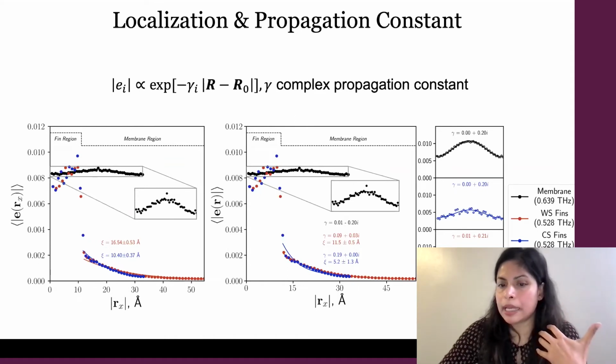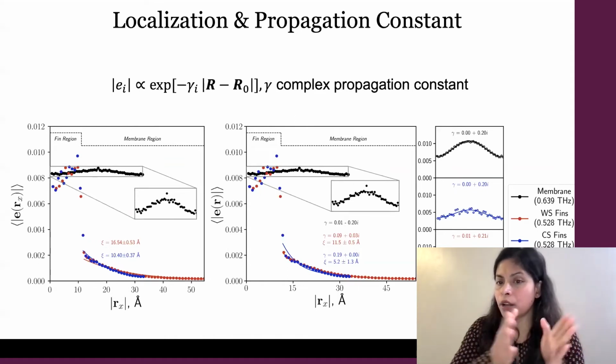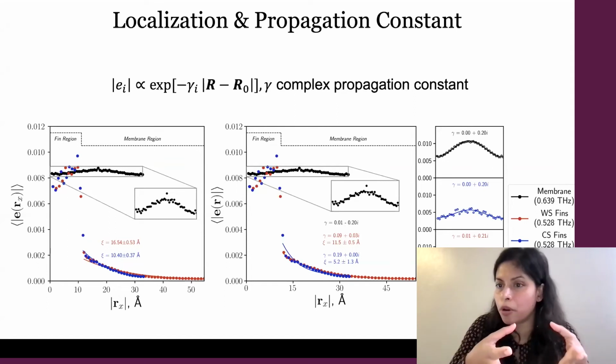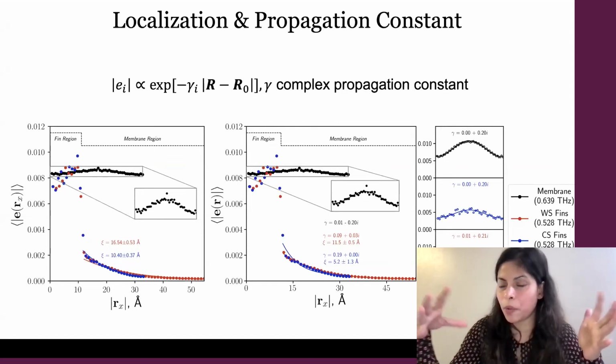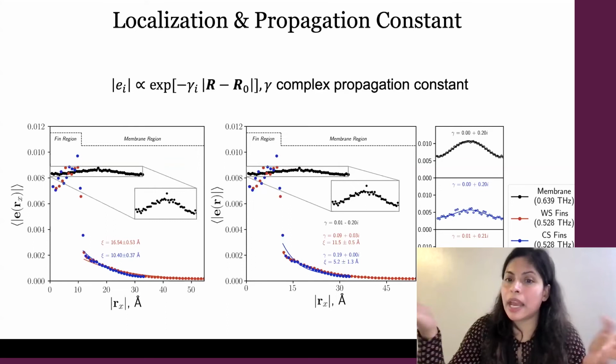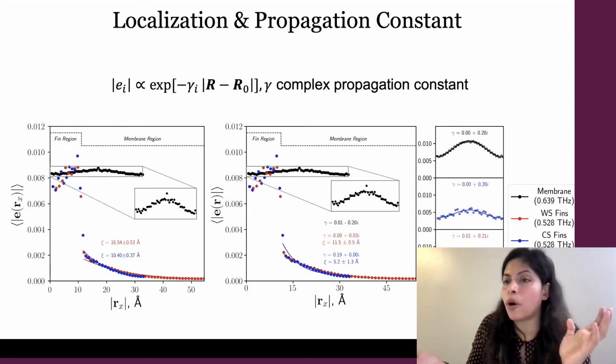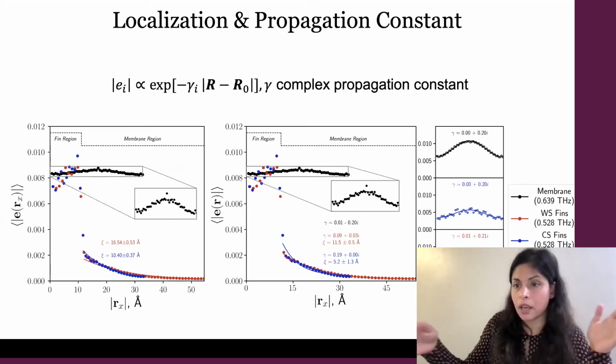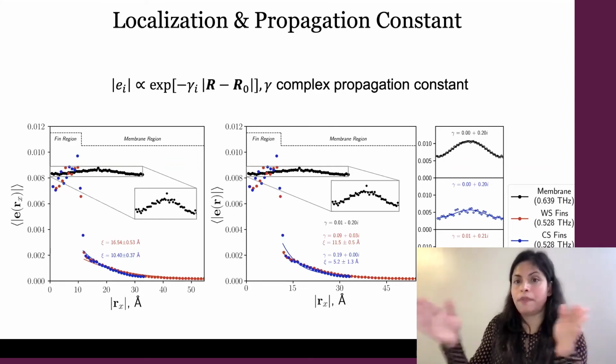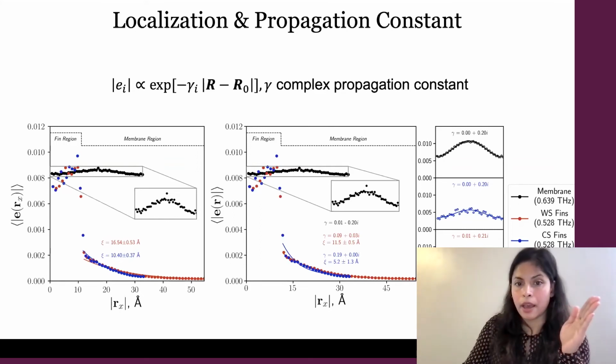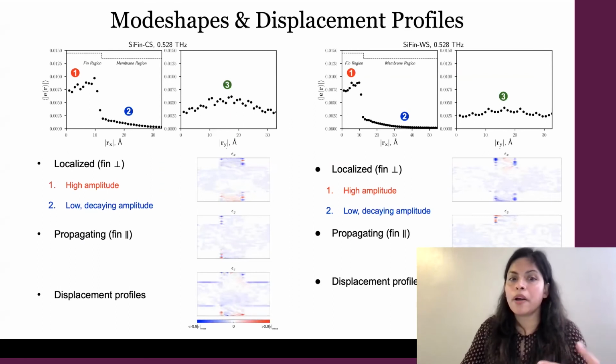The bottom line is that for the close-spaced, we see many, many more localized modes. For the wide one, we see fewer, but their localization length is of the order of 10 or so, which is right in between the fins. That's where they die. So there are a lot of things.